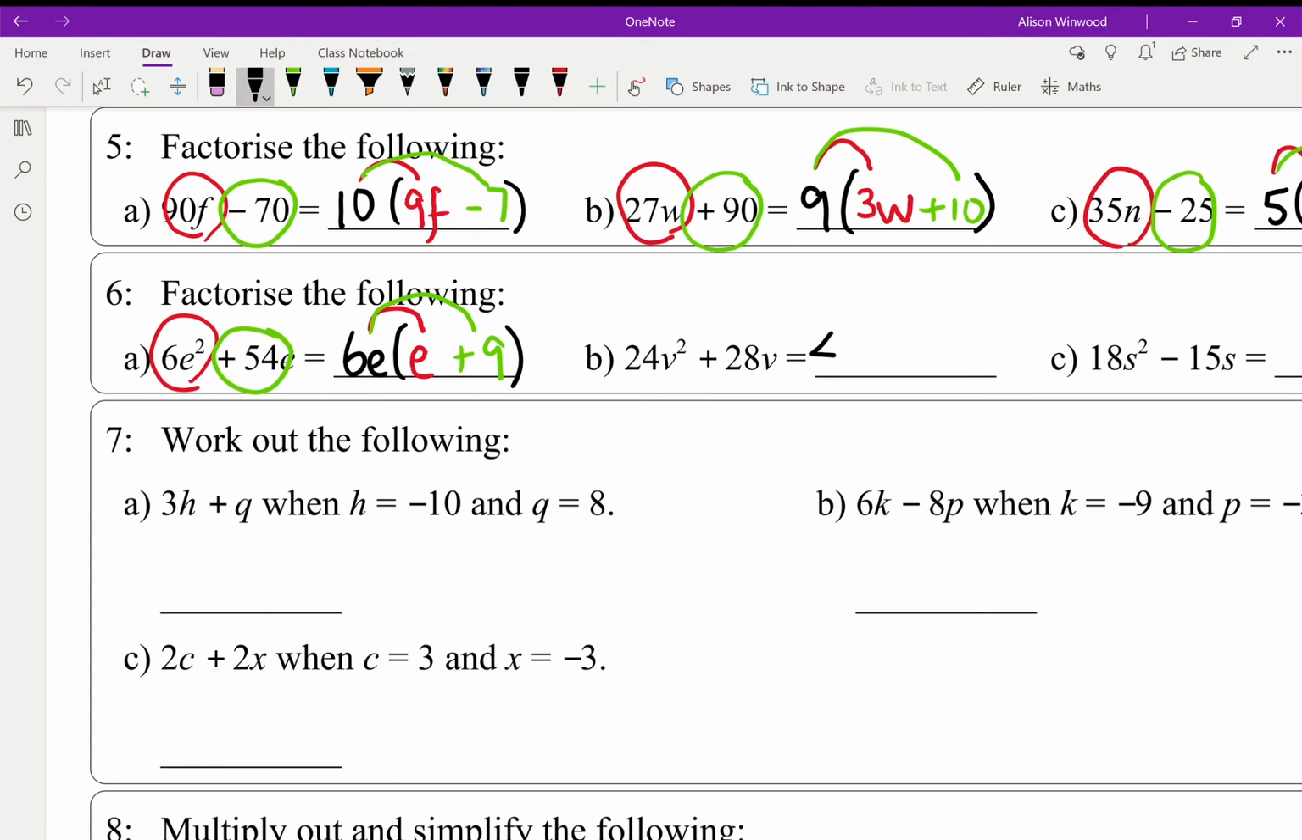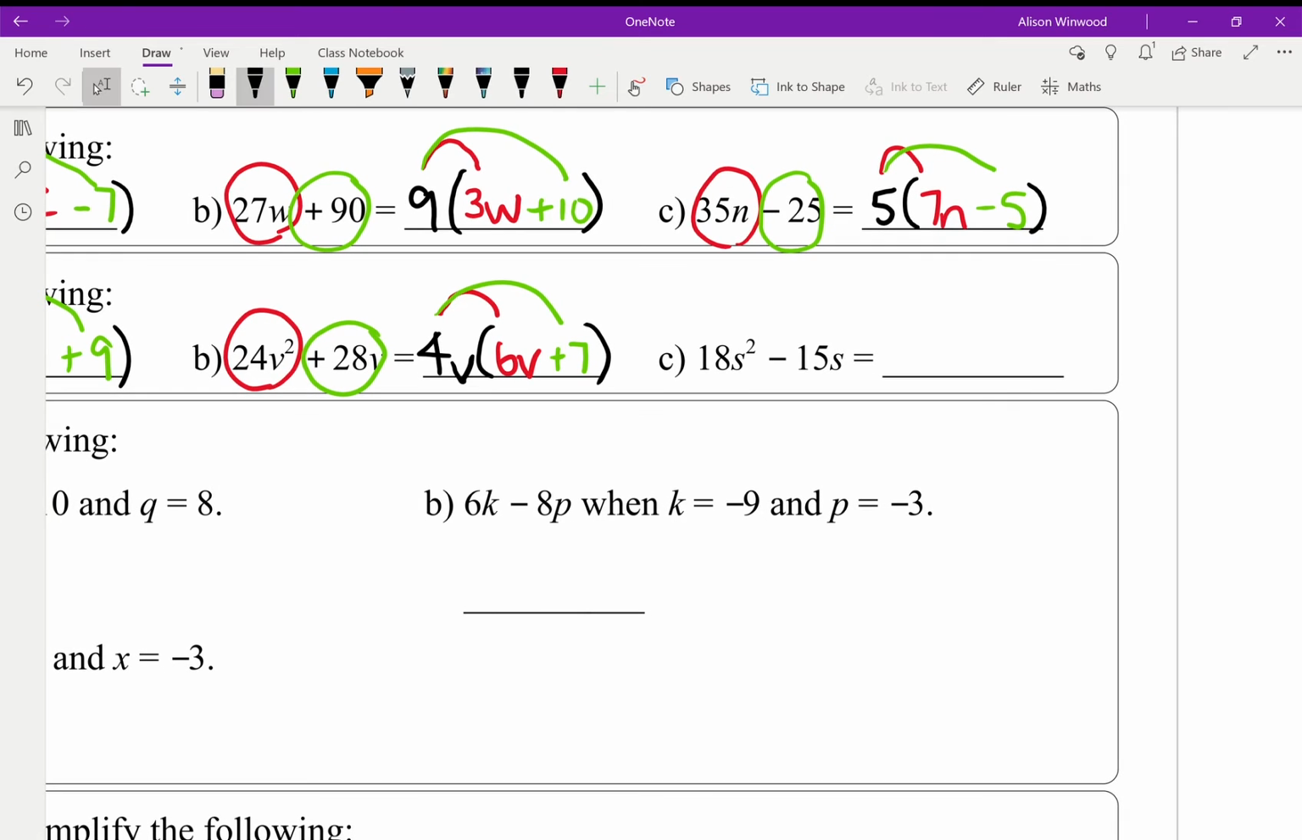Common factor of 4 and V. To get to 24V squared, I need to multiply by 6V. To get 28V, I need to multiply by 7. Common factor is 3 and an S. To get 18S squared, I need to multiply by 6S. To make negative 15S, I need to multiply by negative 5.